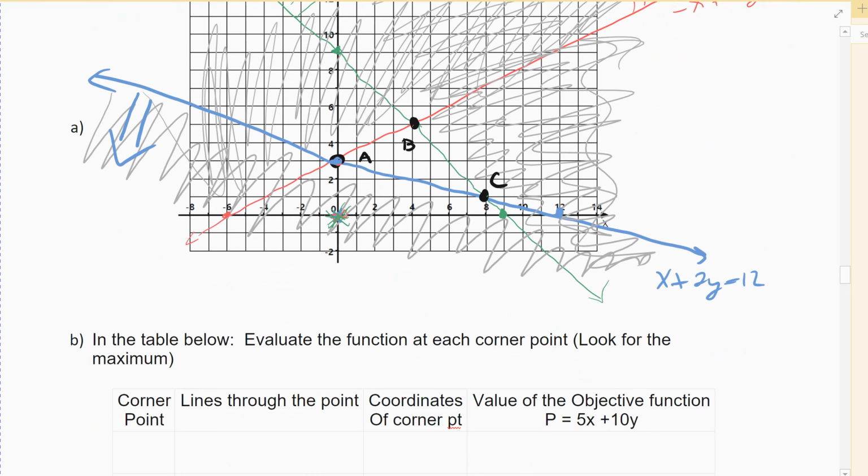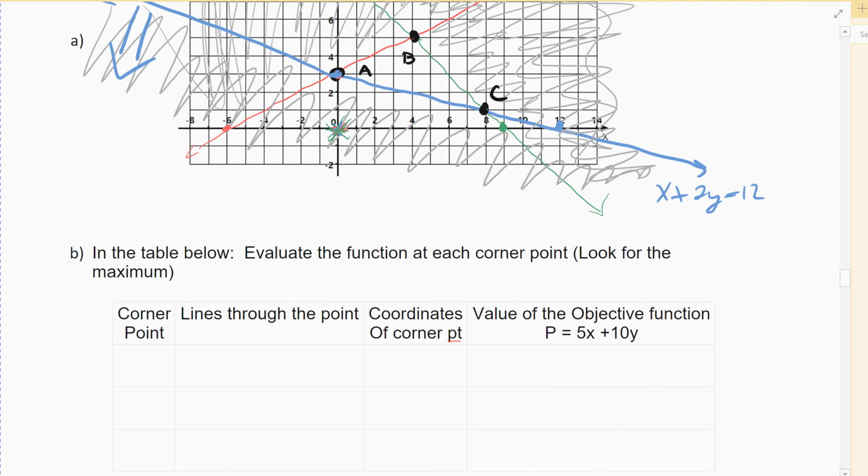Once I've got it graphed and I've found my corner points, then it's really just to see which one of those gives me my best value. Alright, so my A, B, and C. A is easy. A was the corner point that I used to graph, so I don't really need to check that. That was the point 0, 3, and I used 0, 3 to graph both the blue line and the red line. Alright, so it went through those. So I don't need to check that one.